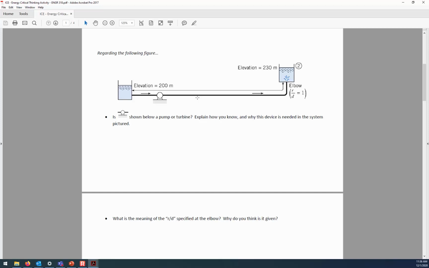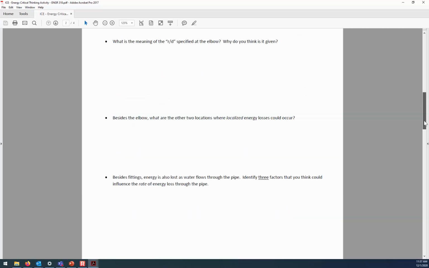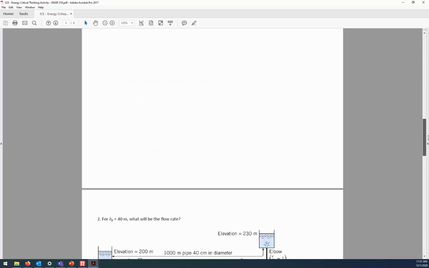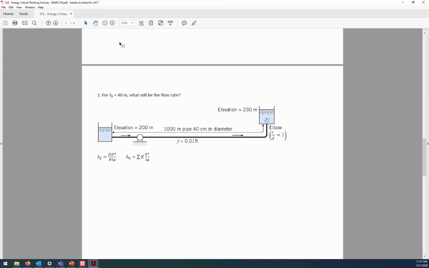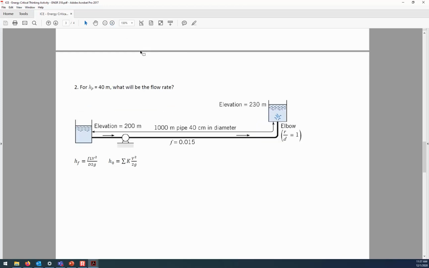Another factor is the diameter of the pipe. A large diameter pipe is going to have less energy loss than a small diameter pipe. And related to that is the velocity of flow through the pipe. So those are some factors that can influence the rate of energy loss through the pipe. Okay, so we did some problems related to this on the Thursday before Thanksgiving, but let me pause for a second and see if you remember how to fit this all together.